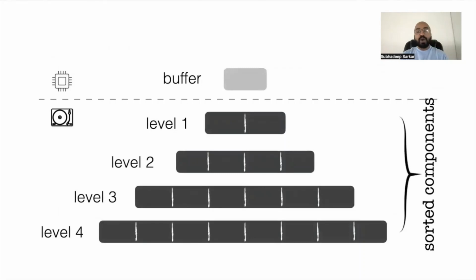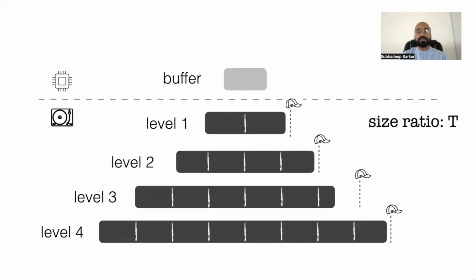So as you can see, on the storage, we can have several levels of data. Each level has two properties. One, the data in every level can be scattered across several files. And two, the data in every level is completely sorted. So this is why we refer to every level as a sorted component in this example.